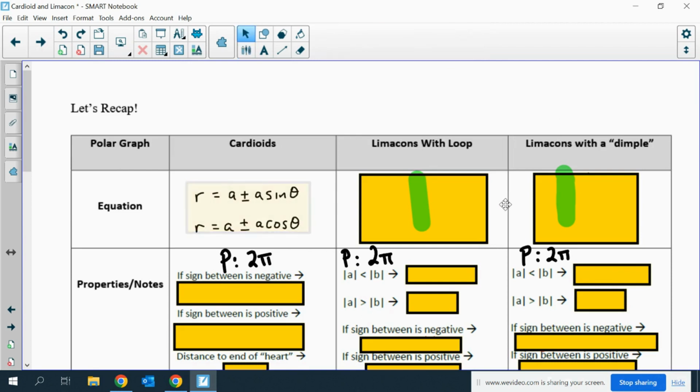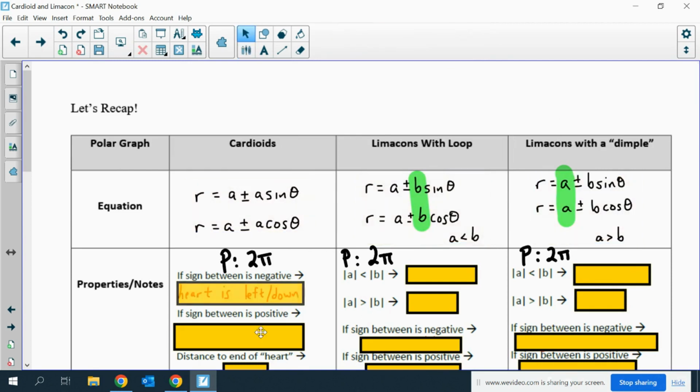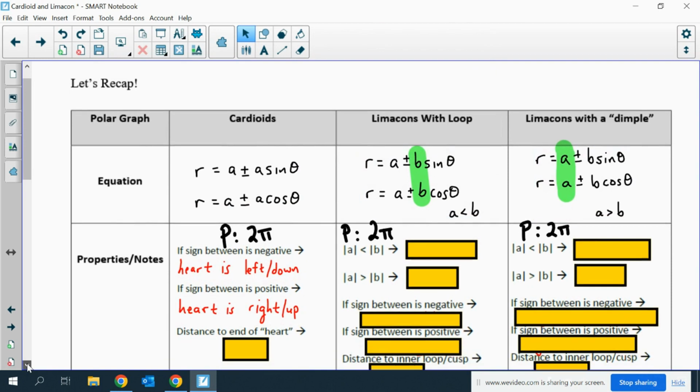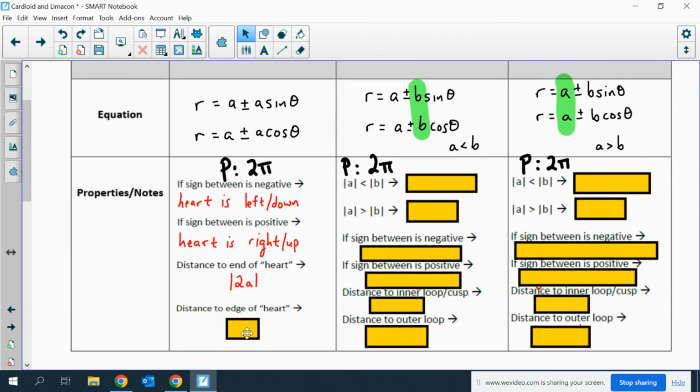And I lost all these things. That's sad. So I guess I can't scroll around.